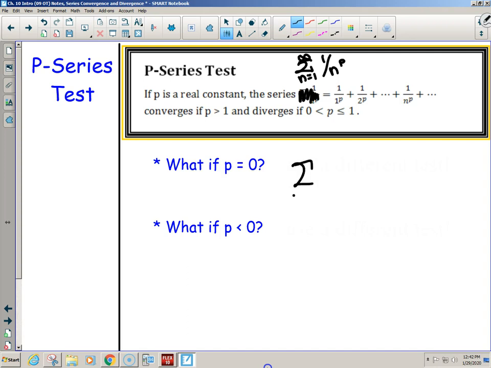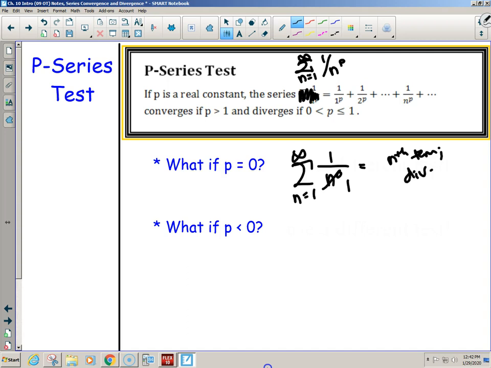If you had a series with 1 over n to the 0, isn't anything to the 0 just 1, and isn't 1 over 1 just an nth term fail? That'd be an nth term fail, nth term test. Diverge. I don't need the p-series test.